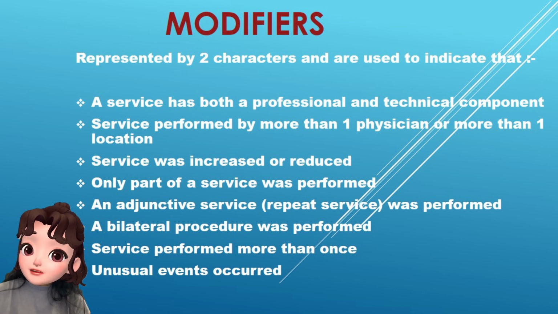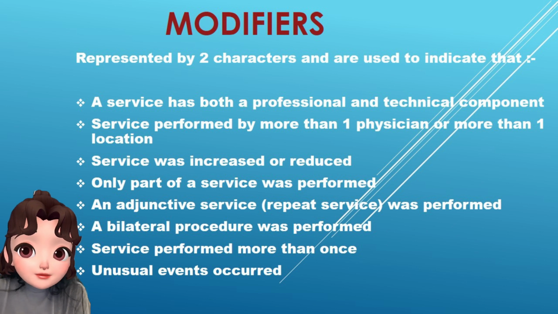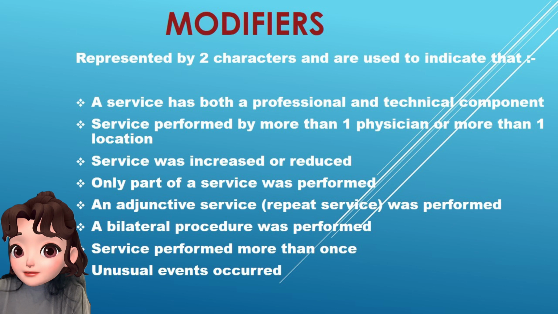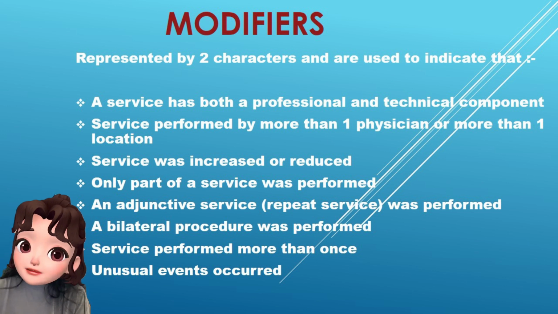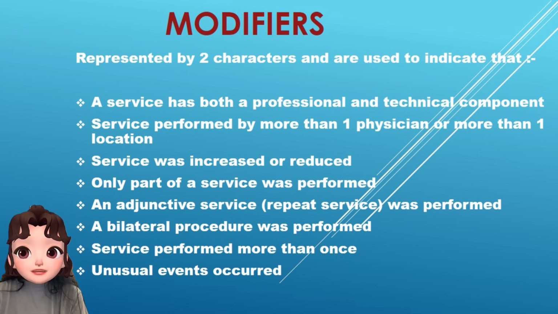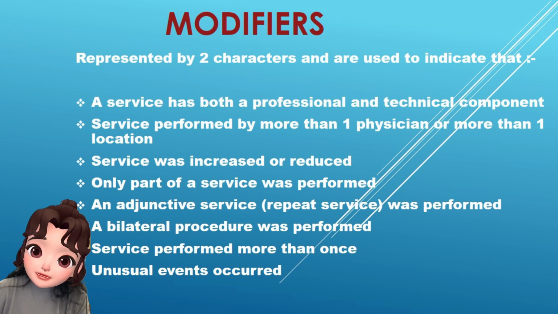And if it is more than one location, we will be marking it with a modifier. Then, a service that was increased or reduced, where only part of a service was performed. An adjunctive service means a repeat service. The service is repeated. A bilateral procedure was performed. A service performed more than once.